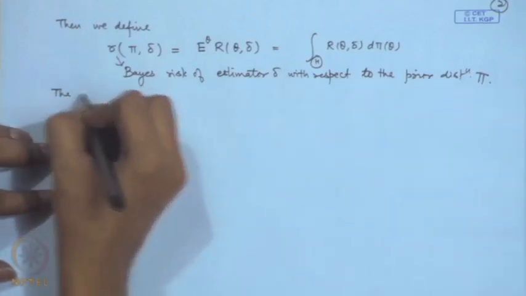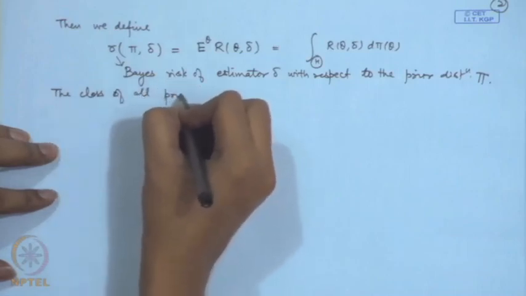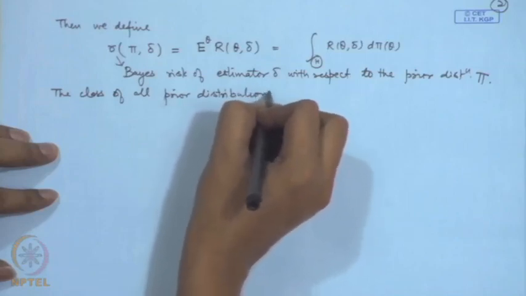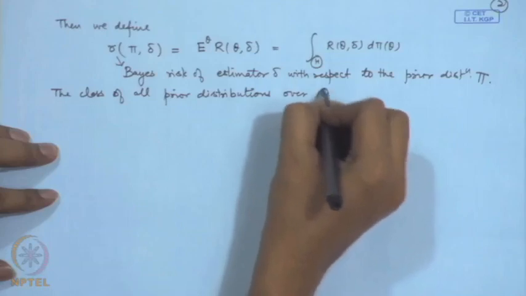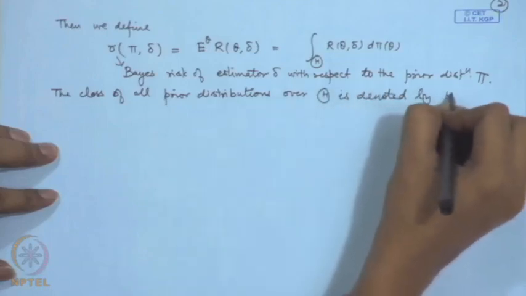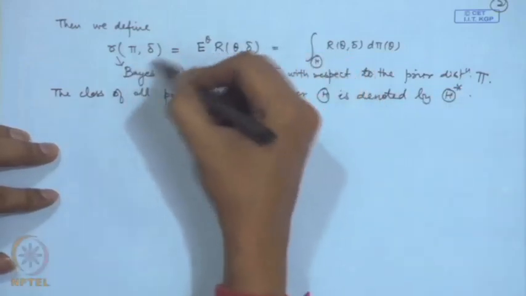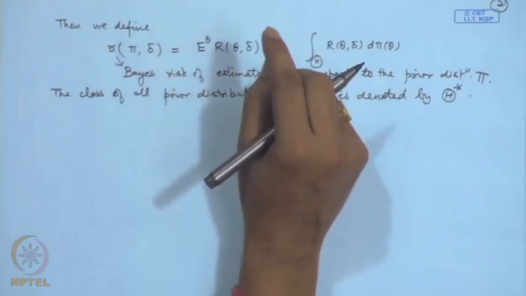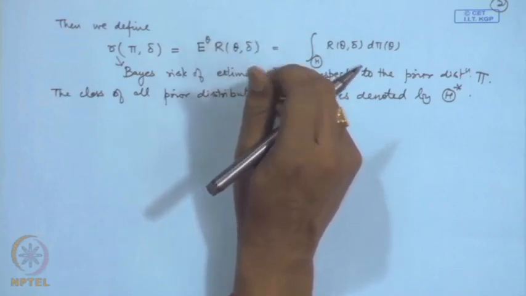So, the class of all prior distributions over theta is denoted by, say, theta star. So, we can talk about the Bayes risk, provided this exists. Now, we should also be able to talk about certain other quantities.